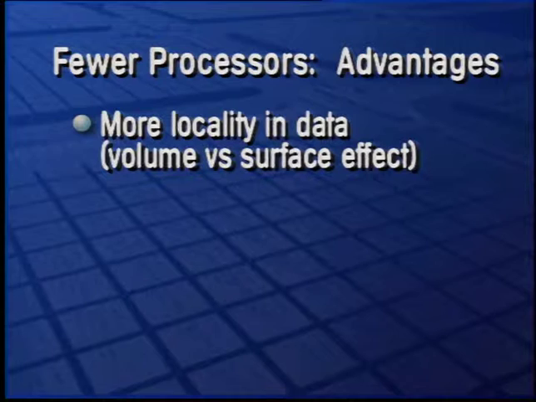For a given aggregate performance goal and memory size, a parallel system with fewer processors can always provide the following advantages. The first one is more locality in data, which is commonly referred to as the volume versus surface effect. Simply put, in physics terminology, if two steel balls of different sizes are heated to the same temperature and then cooled down, the larger one can maintain its temperature longer than the smaller one.